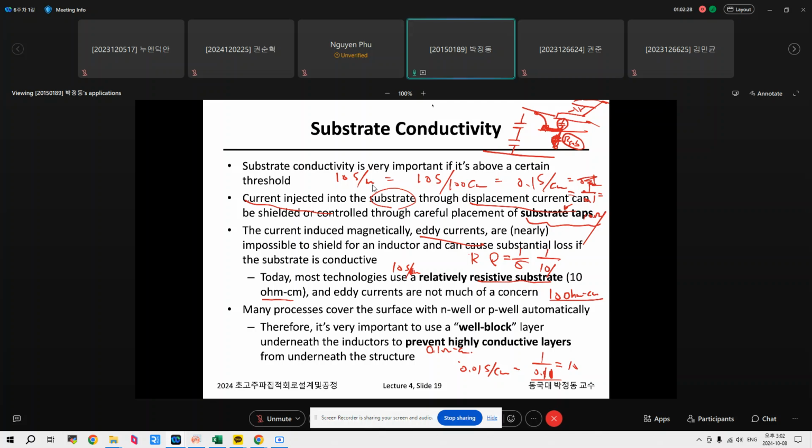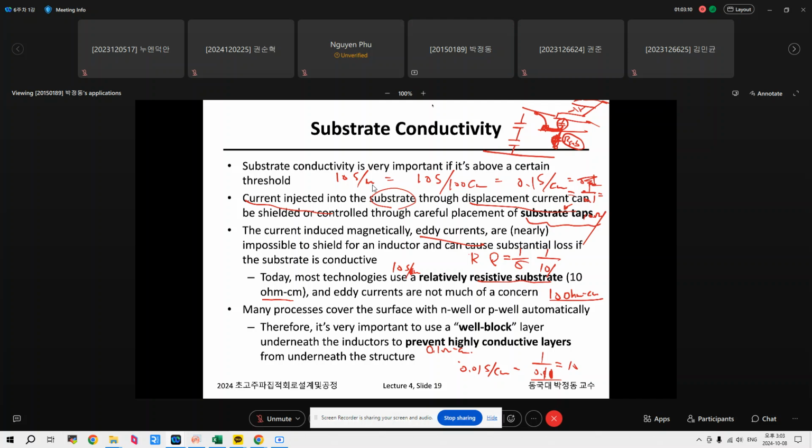Second issue is related to, you know, automated well formation. Okay, so basically, many processes have a surface with a well. If a well is automatically placed, this well has an even lower resistivity. Okay, this means high conductivity. This means high loss.